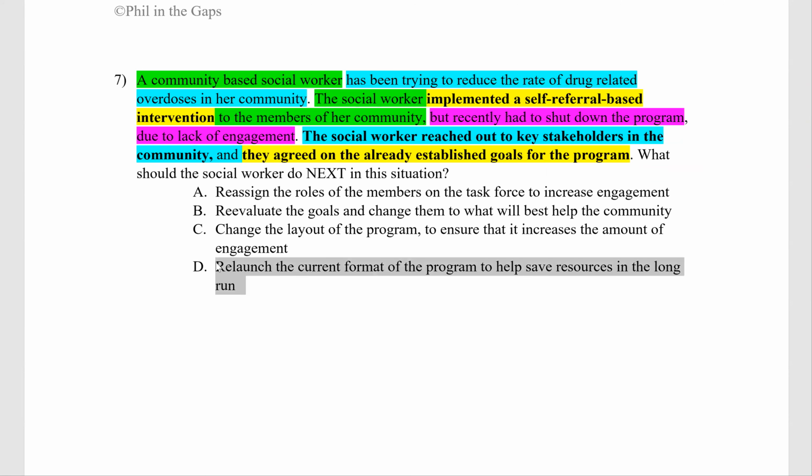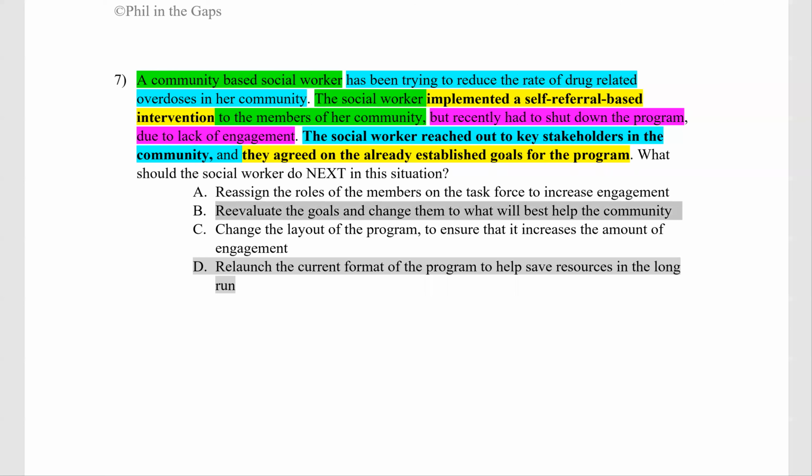So right off the bat, we're going to rule out D. Why? Because we're not just going to throttle down and say, yup, I don't have to change. The community is going to have to change. I am doing well with a self-referral based intervention, which means that people have to discover you. You're not really telling anybody about it. They have to walk up to you and say, hey, I know that you have a program, even though you haven't told me. So D is going to be ruled out automatically.